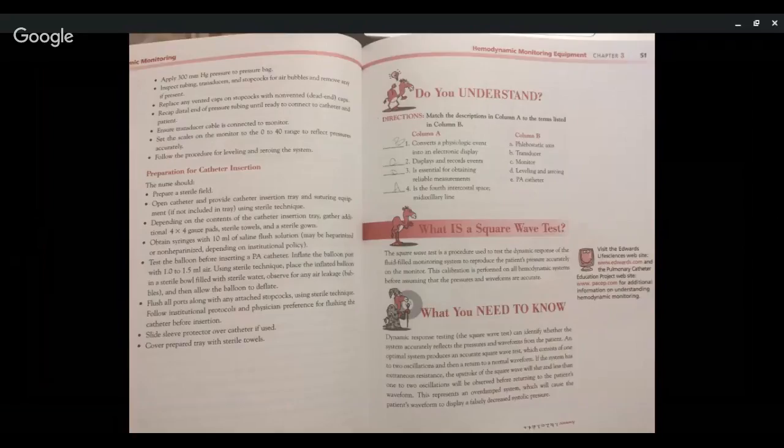Dynamic response testing can identify whether the system accurately reflects the pressures and waveforms from the patient. An optimal system produces an accurate square wave test, which consists of 1 to 2 oscillations and then a return to a normal waveform. If the system has extraneous resistance, the upstroke of the square wave will slur and less than 1 to 2 oscillations will be observed before returning to the patient's waveform. This represents an overdamped system, which will cause the patient's waveform to display a falsely decreased systolic pressure.